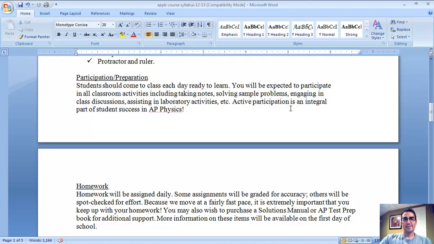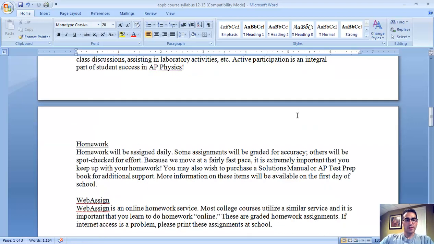Participation and attendance are super important, because in this class, if you miss a day or miss 2 days, it's not like missing a day in a regular physics class. You're going to be missing way more information than in your general-level classes.